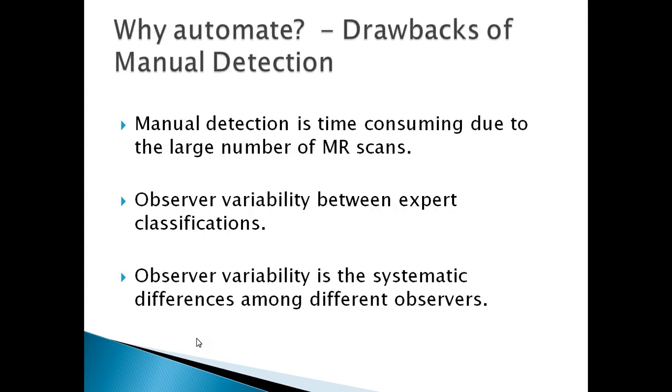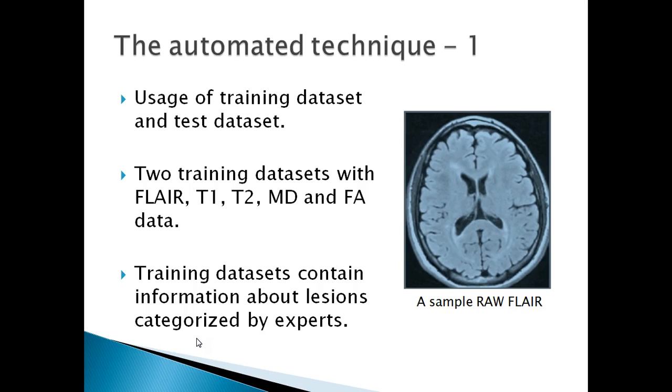So what causes us to develop an automated technique? Well, the current manual process is time consuming because of the large number of MR scans that exist. One significant concern is the observer variability, where observations from different experts give us different results. Even though they help classify that multiple sclerosis does exist in a particular patient, the observer variability tells us that there's a systematic difference between different observers.